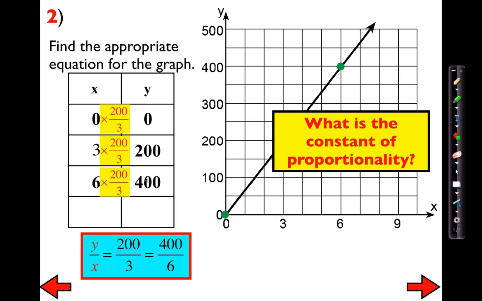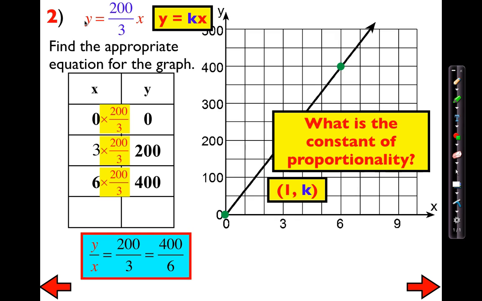So now that I know the constant of proportionality, I'm going to put it in the form y equals kx. Why am I able to do this? Again, because my graph is linear and goes through the origin, so I know for a fact it's going to follow the form y equals kx. So the only thing we need to replace is k. What is k? k is 200 over 3, so my equation is y equals 200 over 3 x.